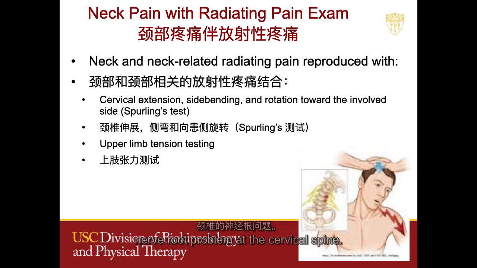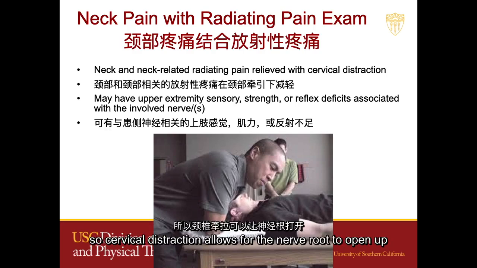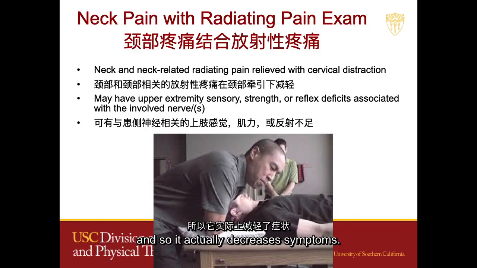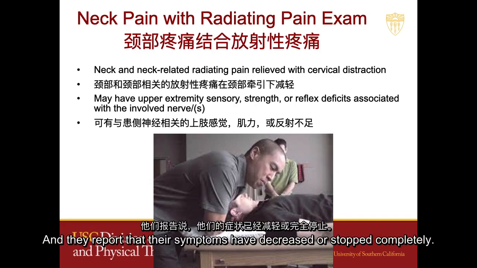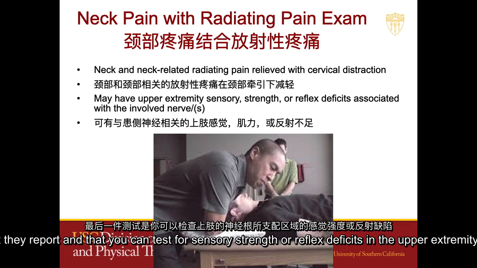The other two things that we look at would be distraction. So cervical distraction allows for the nerve root to open up, and so it actually decreases symptoms. And so if you're performing a distraction test, which you can see here in the picture, and they report that their symptoms have decreased or stopped completely, then again, that's a positive sign that this could be related to radiating pain.